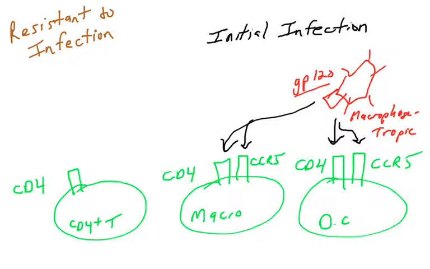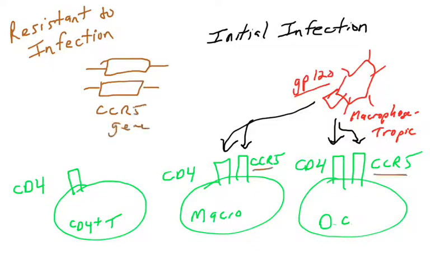We learned in a previous video that initial infection by HIV, which is a sexually transmitted disease, usually occurs via the macrophage tropic version of the virus, attaching to CD4 and CCR5 proteins on the surface of macrophages and dendritic cells, usually within the reproductive system. There are individuals who inherit a certain version, or allele, of CCR5, which allows them to be resistant to infection.